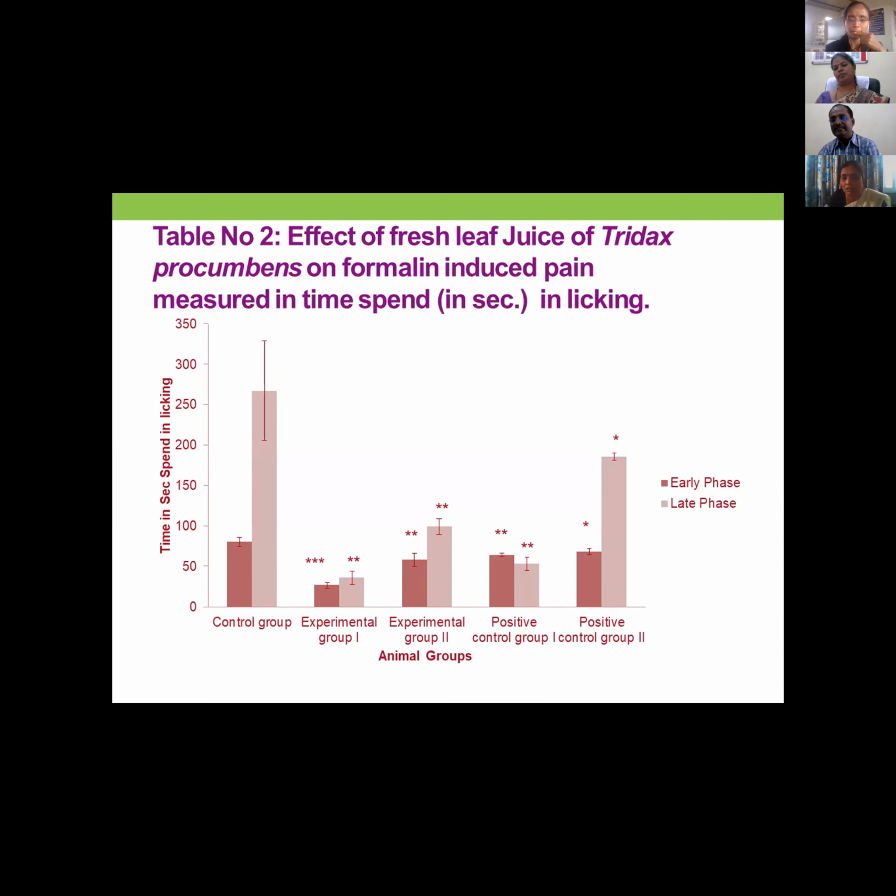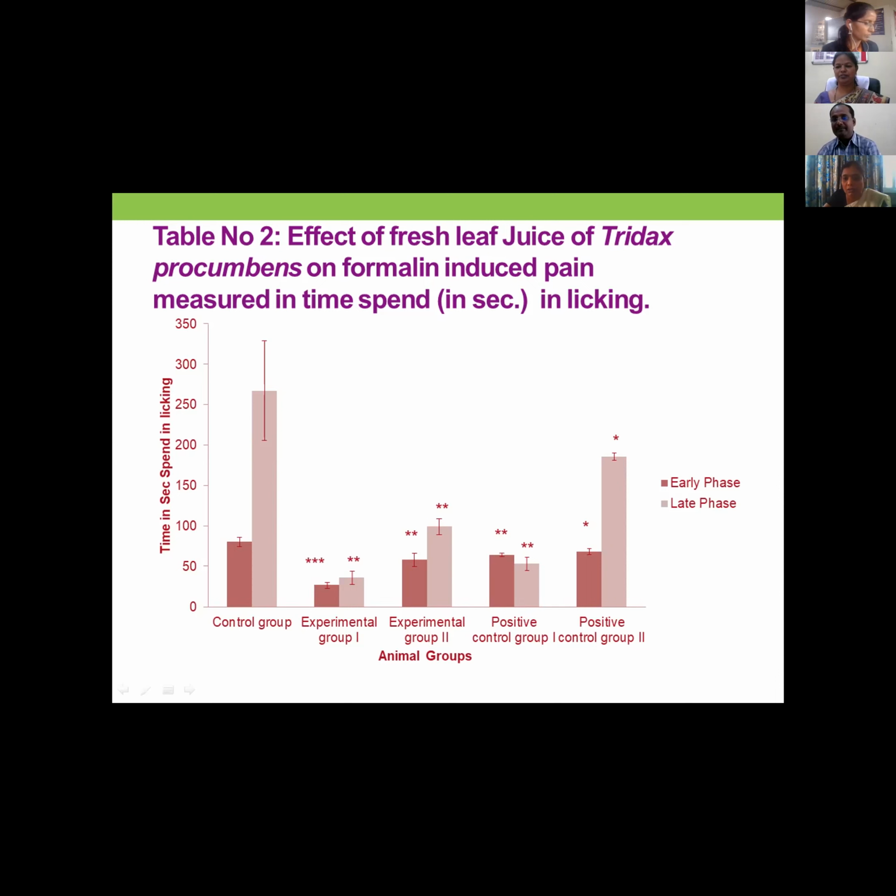Because only 2 things are there. No, one is control and another is treated. Yeah, but we have compared experimental group 1 with positive control, and experimental group 2 with control and positive control.